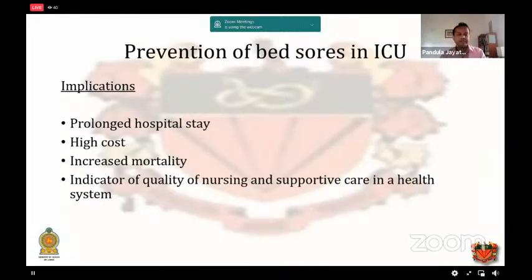So what are the implications of bed sores? Definitely it will prolong the hospital stay, and the cost will increase, and in patients staying for a long time, the mortality will increase, and also, as I have mentioned, it indicates the quality of nursing care.